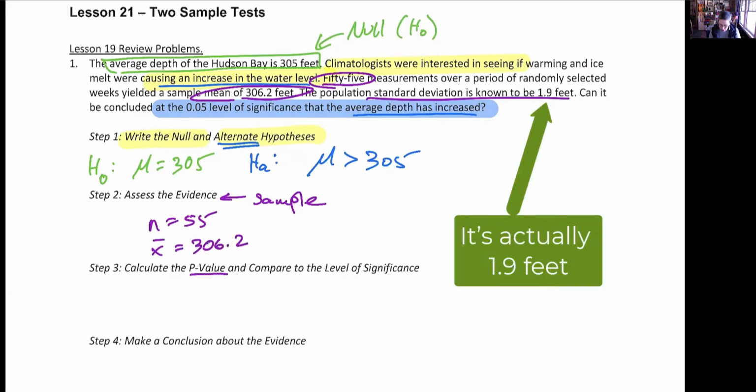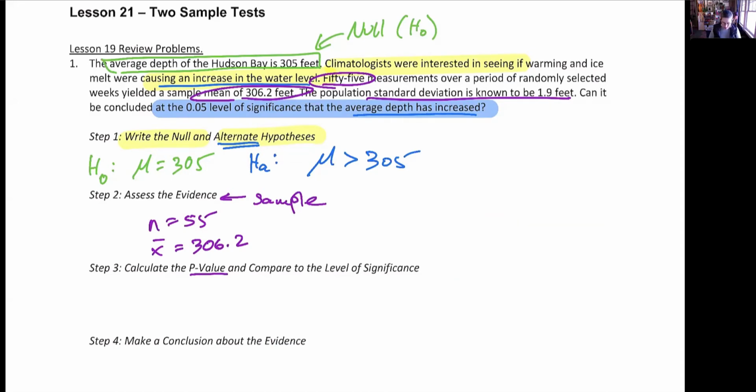And the standard deviation is known to be 109 feet. Okay, so we'd have to look back to lesson 19 to see, but we're going to use a t-test. This is a typo. This says population standard deviation. This should be the sample standard deviation. Okay, so then our s of x is 1.9.